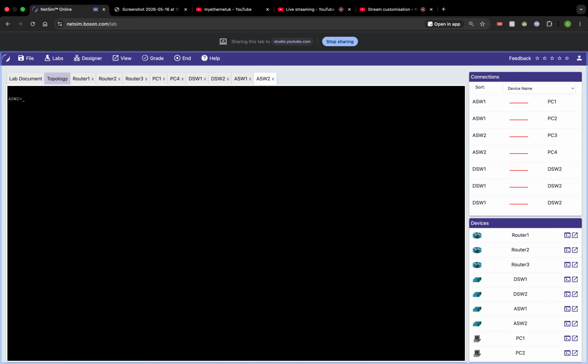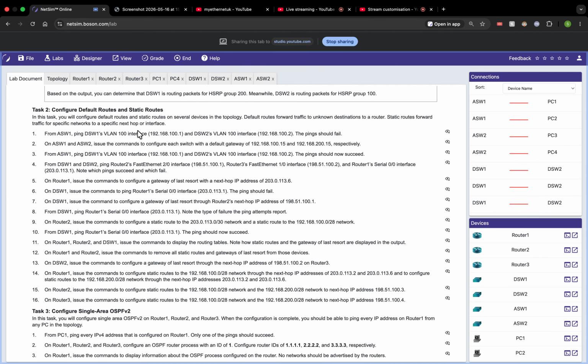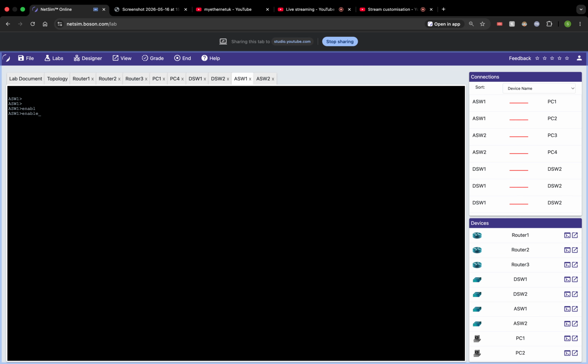Yeah. So I think default routes for traffic to unknown destinations would make more sense for a router. Unknown destinations, 0.0.0.0. You must have probably seen that IP address. Static routes are for traffic to specific networks via a specific next hop or interface. It's manually configured, so don't get confused by these definitions.